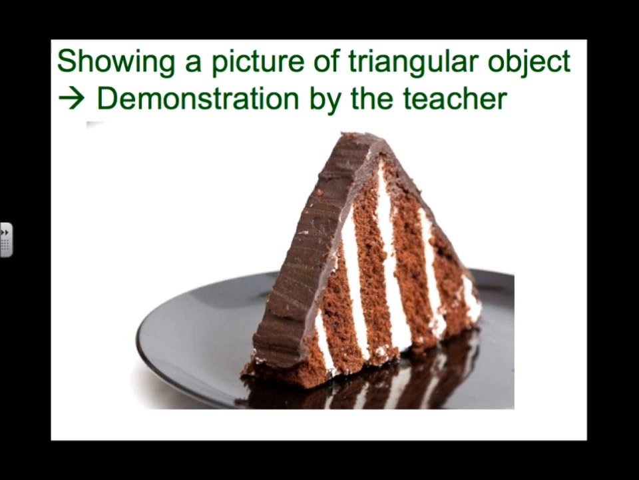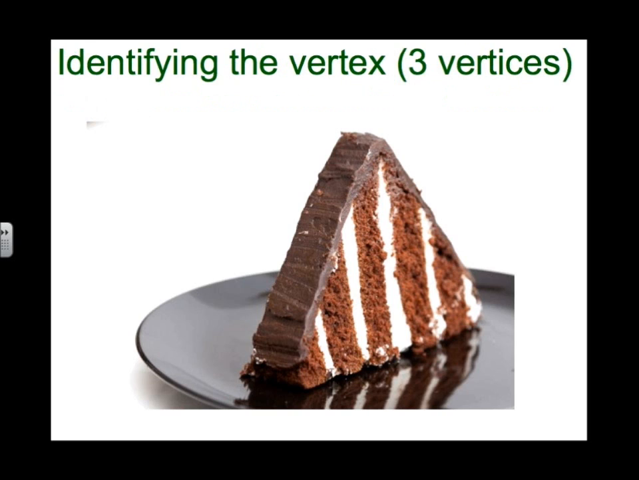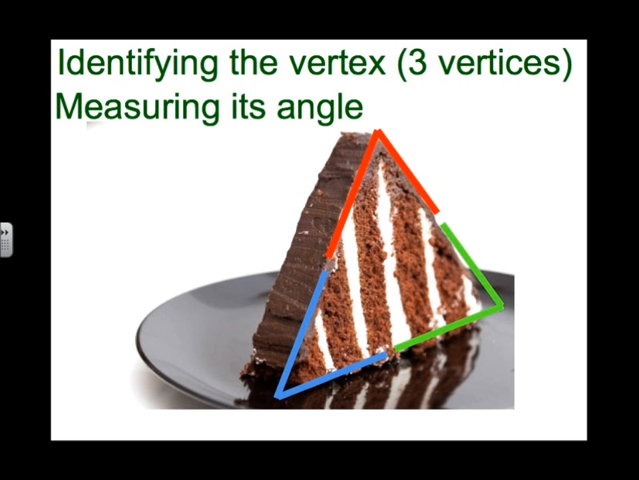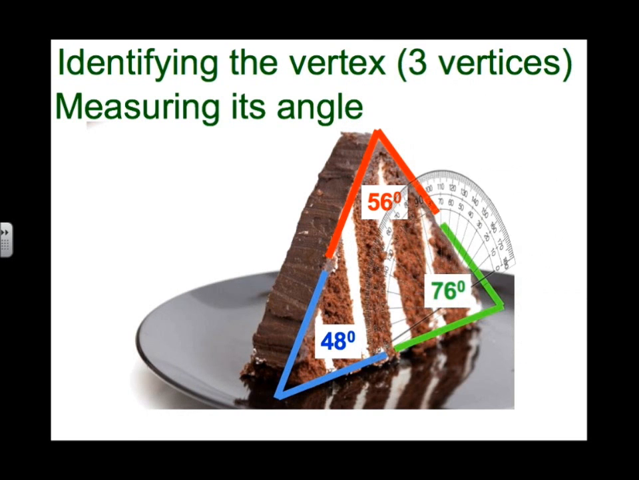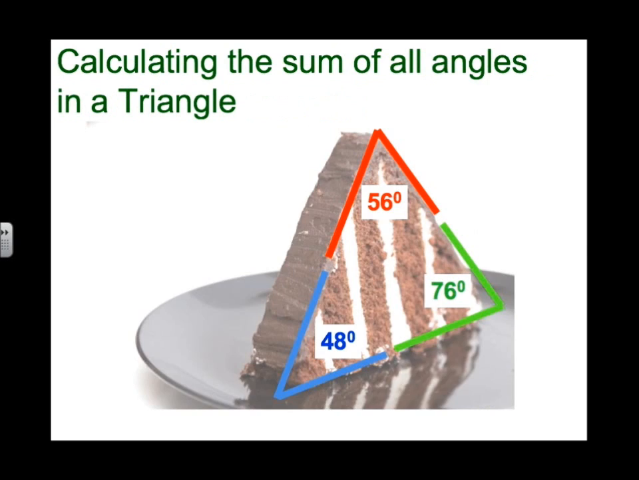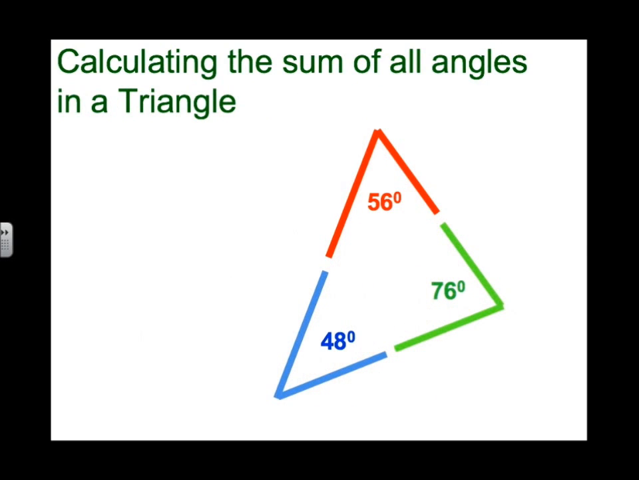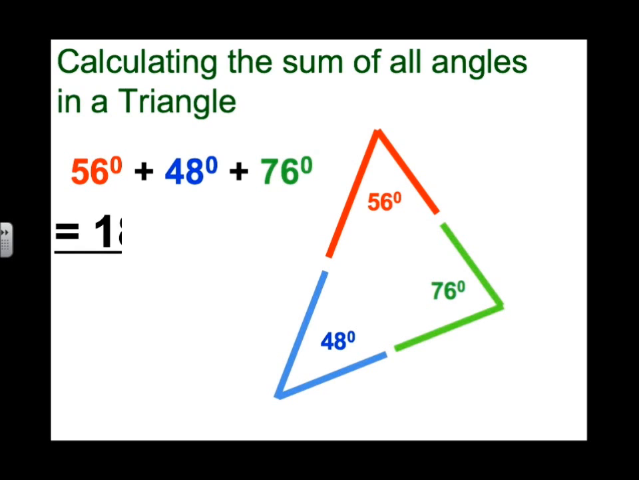The teacher will show a picture of a triangular object. This step will be demonstrated by the teacher. Next, the teacher asks students to identify the vertex of the triangle. Then measure the three angles by using a protractor. Then the teacher will ask students to calculate the sum of all angles in a triangle, which must be equal to 180 degrees.